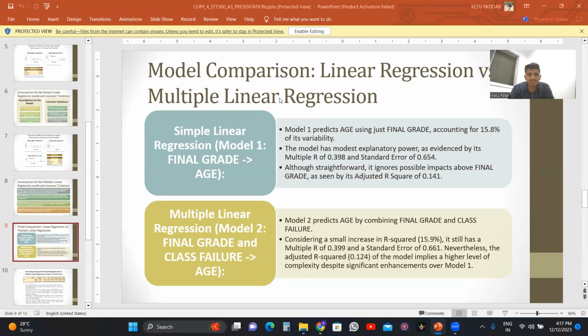Hello, sir. My name is Patel Arshad. Simple linear regression versus multiple linear regression. Simple linear regression model 1: final grade and age.